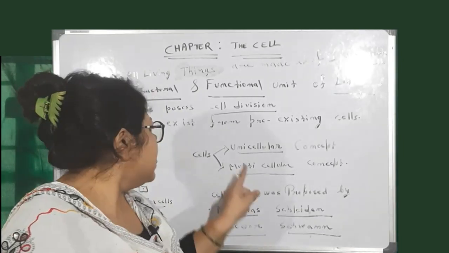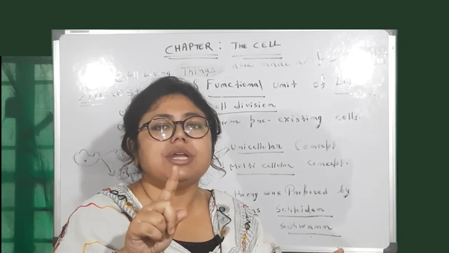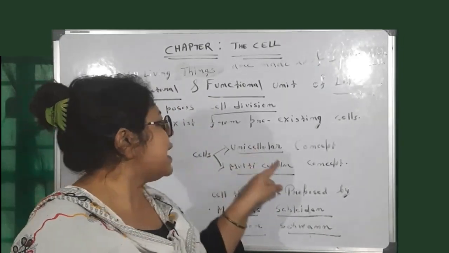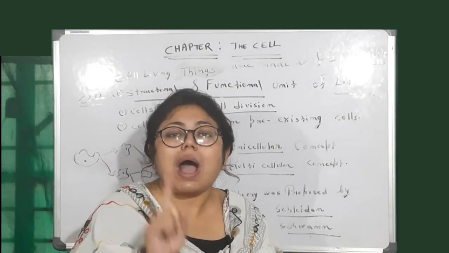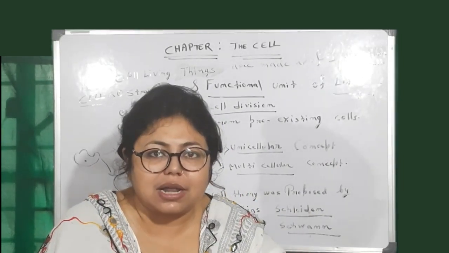Unicellular means one cell. Uni means unit. In maths, what do you say? Unit means units place, means one's place. So the unicellular concept means one cell performing all the activities of life.